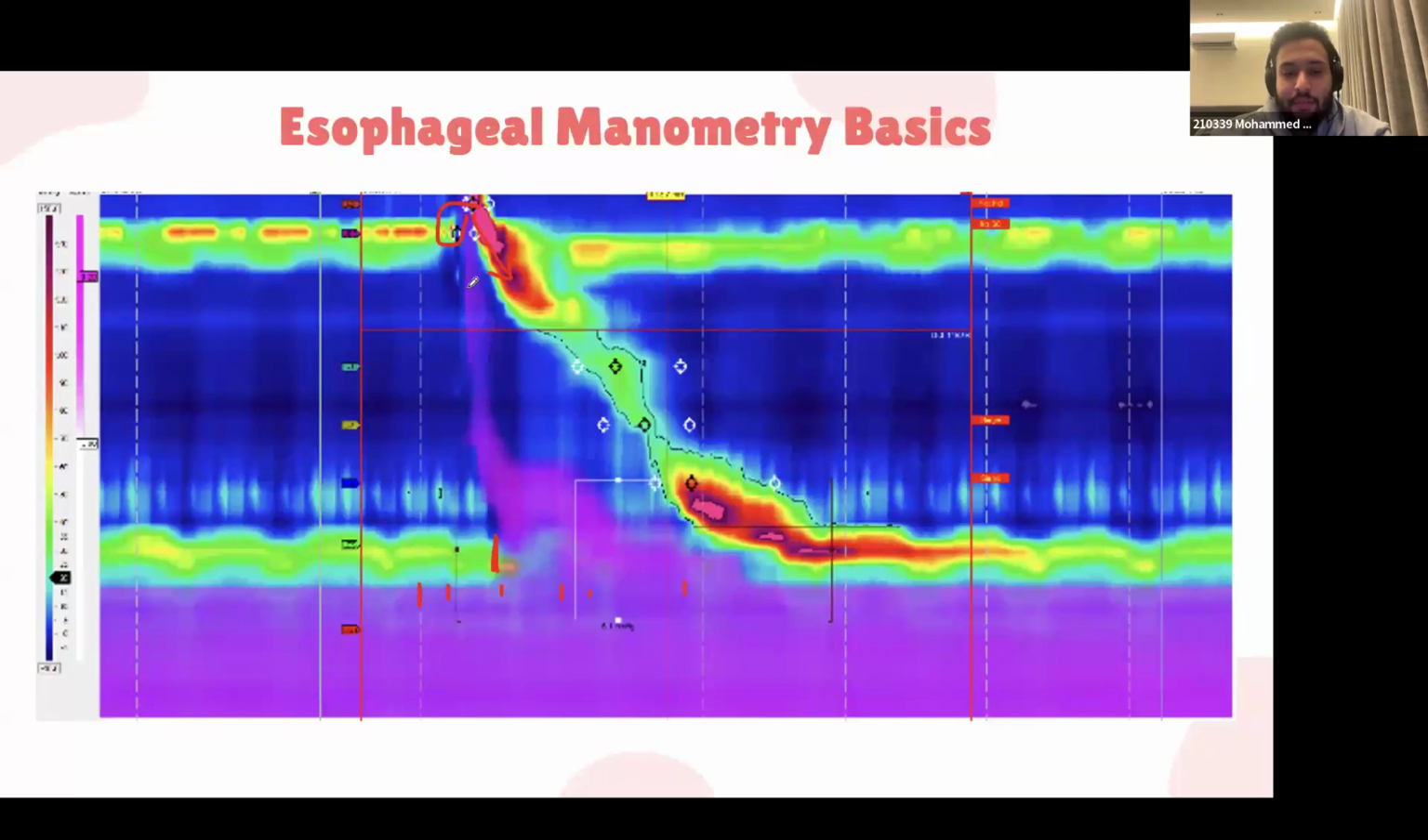Now, what is this purple thing over here? This is what we call impedance study. Impedance study is, we do it if we're suspecting that this patient has a motility disorder with GERD. Okay, so we're trying to see if they have reflux. What is impedance study itself? It's basically looking at the changes in charges that's happening throughout the esophagus.